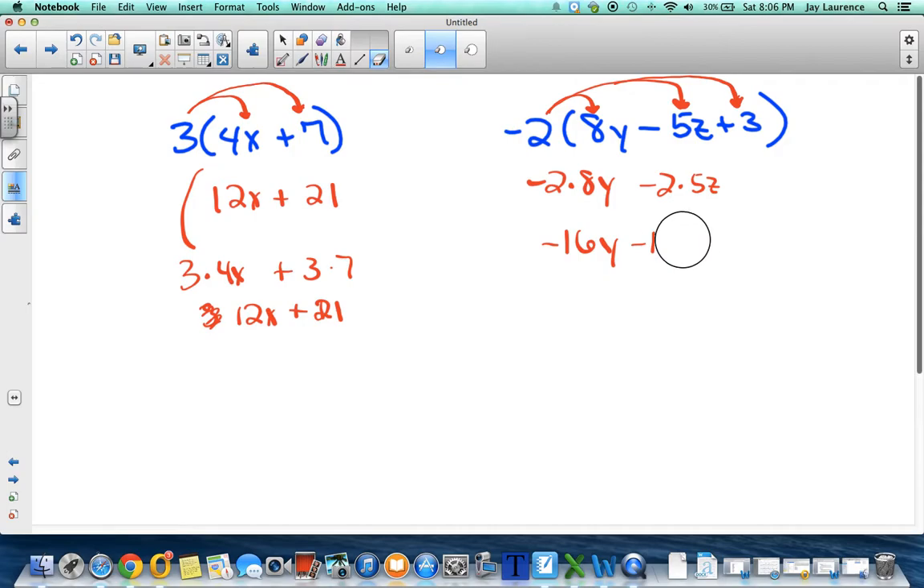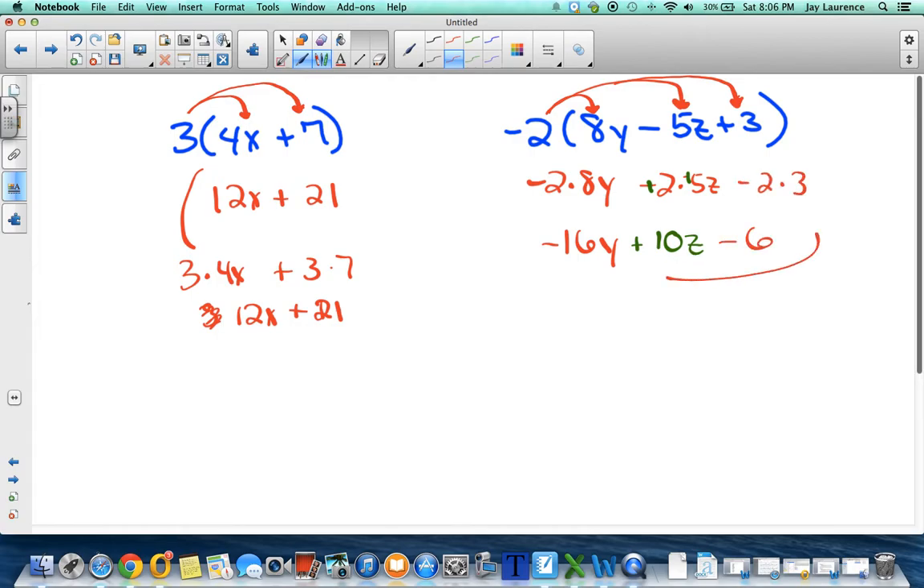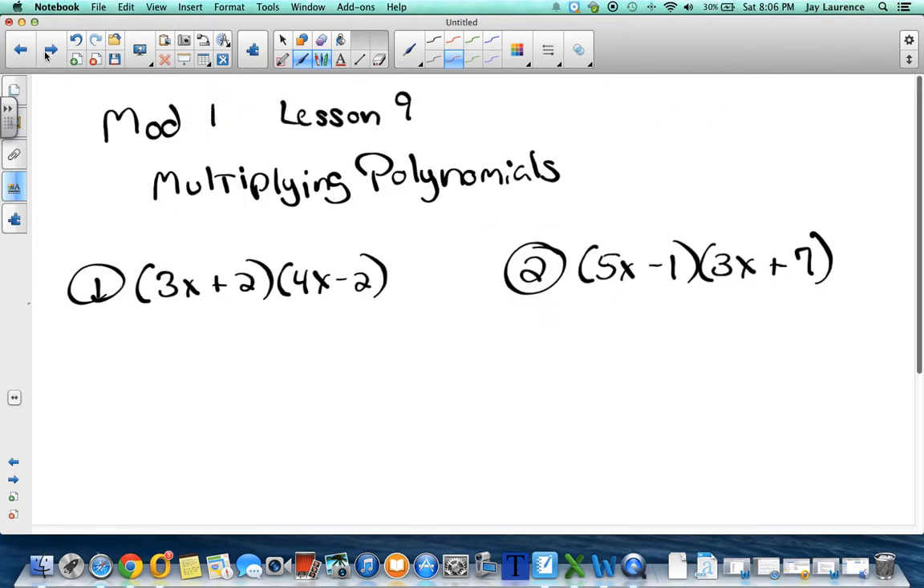Oops, I have a mistake. I multiplied a negative 2 times a negative 5z. Those two negatives cancel and turn into a positive 10z. And then I have to multiply negative 2 times a positive 3, and that'll be a negative 6. All right? So we're going to be essentially double distributing.